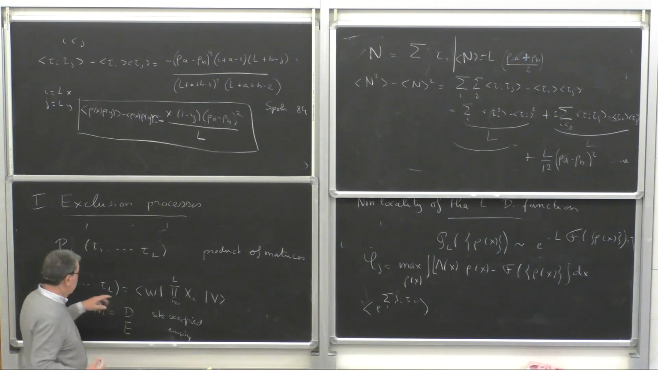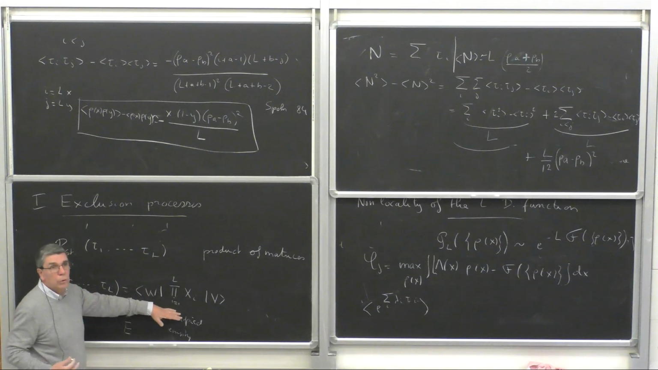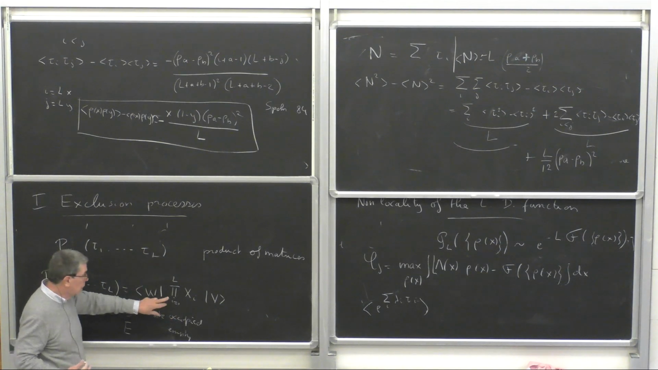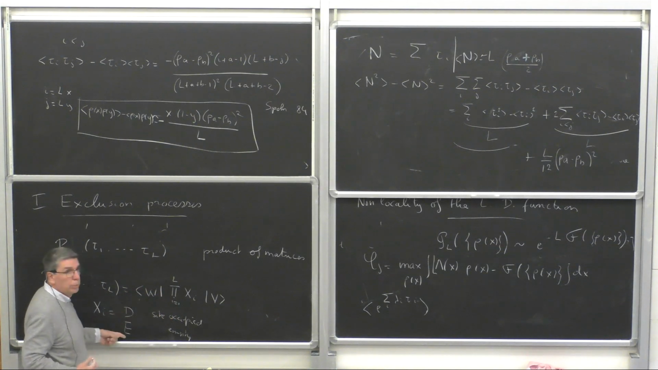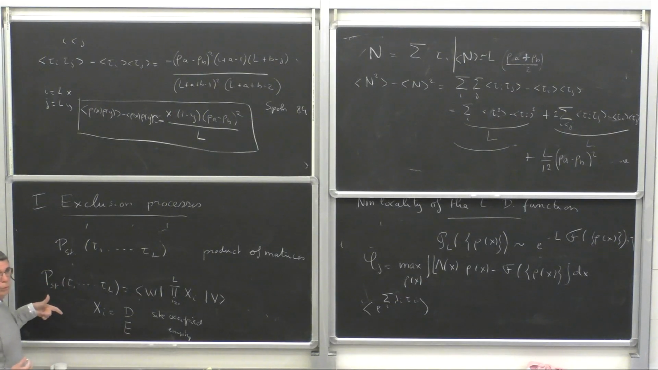So you see, this represents 2 to the L numbers, because for each xi I can take two possible values, and here I have 2 to the L weights. Okay, so maybe we stop here and then we'll continue with that.